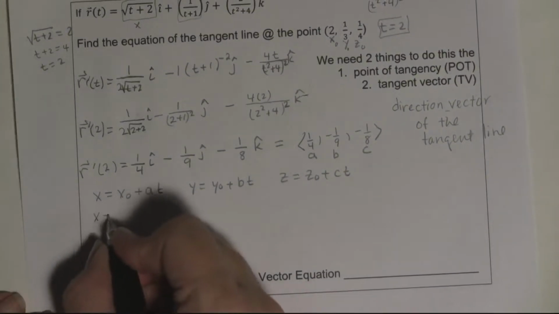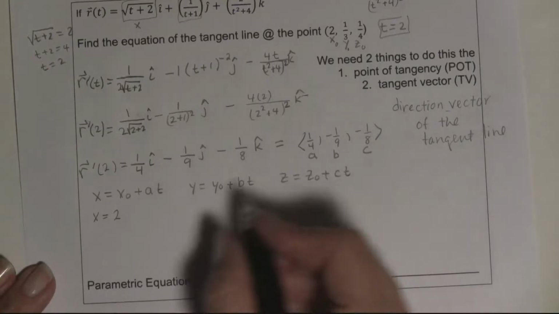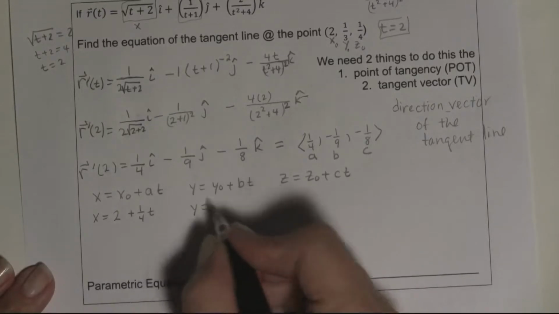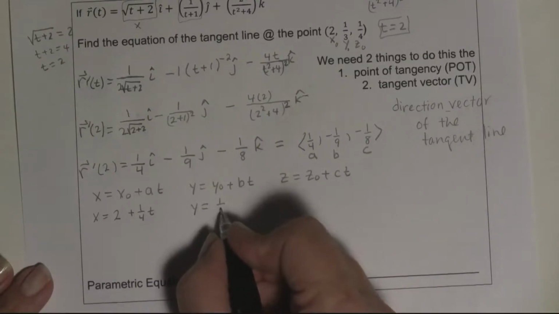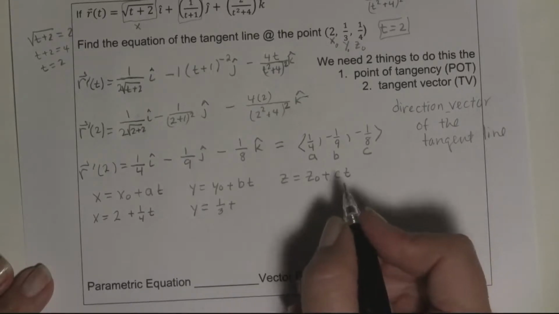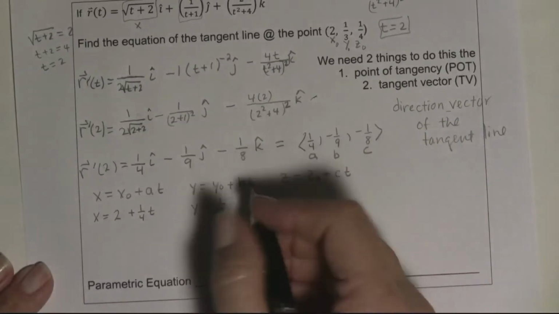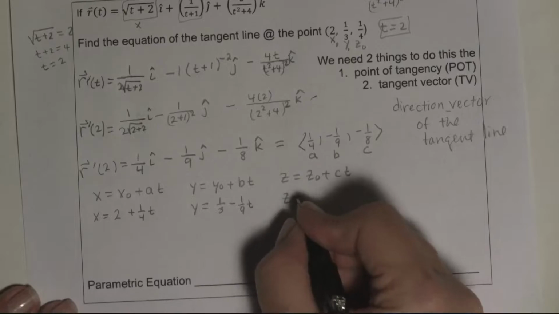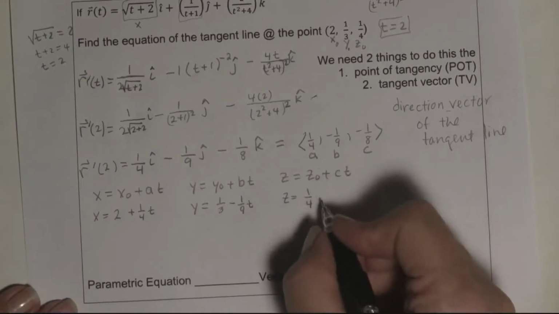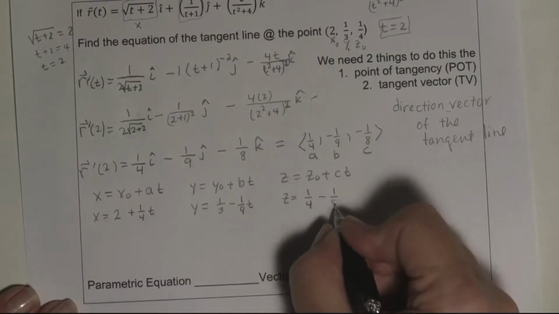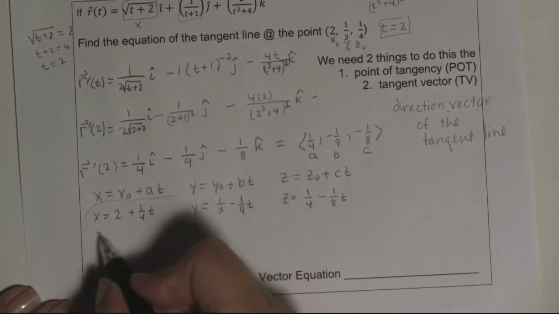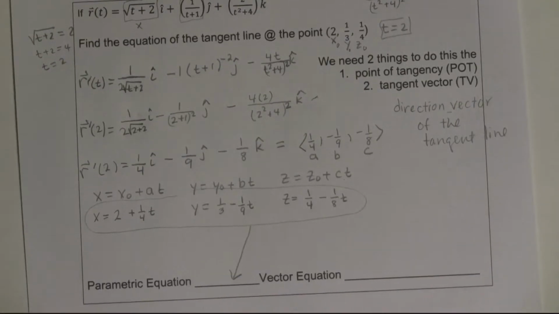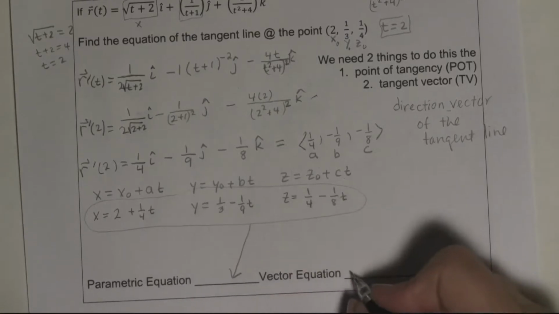So I get x equals x naught is 2, and then the vector is 1/4 t. And then y equals, and then y naught is 1/3 plus, I guess it's minus 1/9 t. And then z equals 1/4 minus 1/8 t. And that's my parametric equations for this. And I apologize, the line's not long enough. Now the vector equation, I can write that right here.